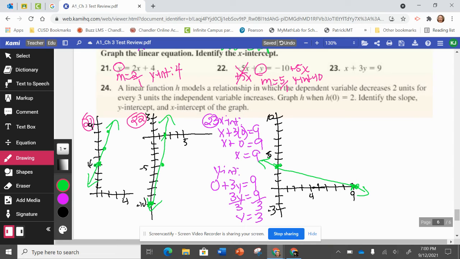All right, 24. 24 is asking us to kind of decipher what it is that it is talking about. So we start with the dependent variable decreases 2 units. So remember, our dependent variable is y. And so that's a -2 because it's decreasing. For every 3 units, the independent variable increases. Our independent variable is x, and it's increasing 3, so that's +3. So remember, our slope is y over x, and that makes it -2/3.